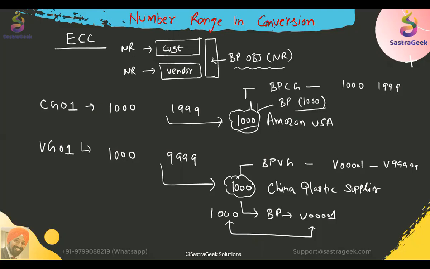Here there can be some overlaps, which we discussed, that your customer number range and vendor number range can overlap. Due to that overlap, all of your customers and vendors would not have the same BP number. So we discussed how you can achieve a different BP number in that scenario. That is the discussion we have done till our last session.